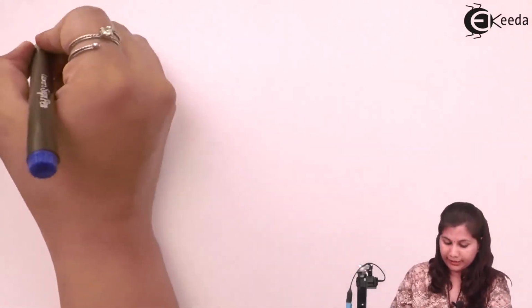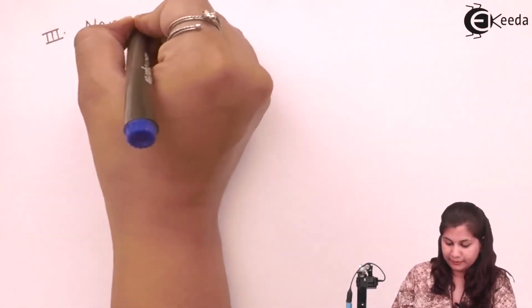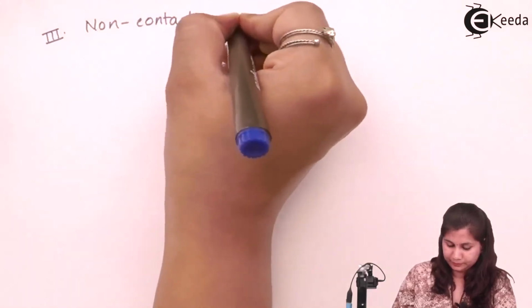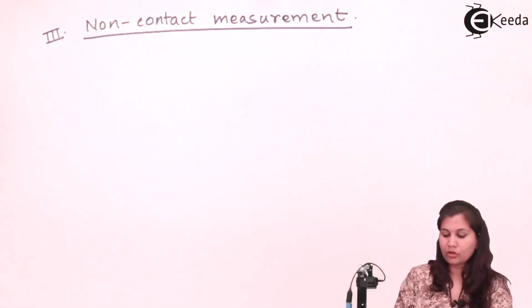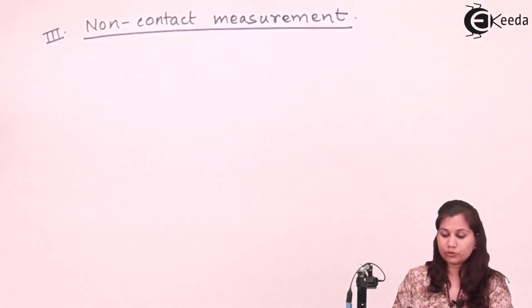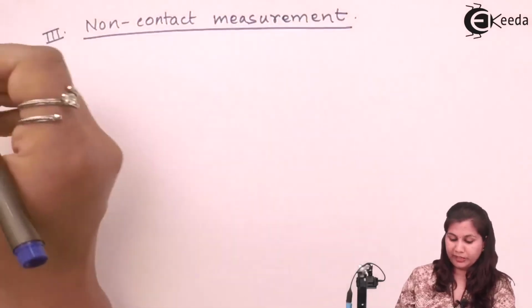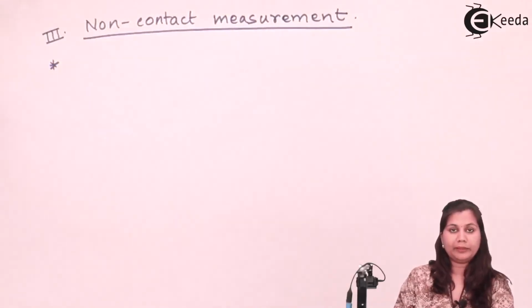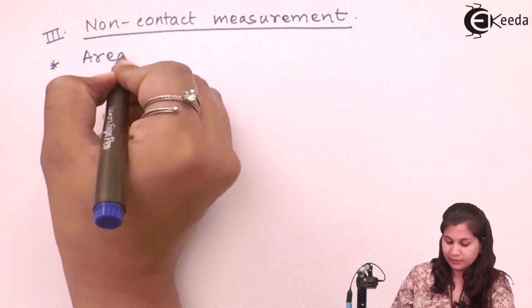Now the third case is the non-contact measurements. Non-contact measurements are also known as the proximity measurements. Now in the earlier two measurements, the area of the plates and the distance between the plates is kept as constant. But in the non-contact measurements, area is fixed.